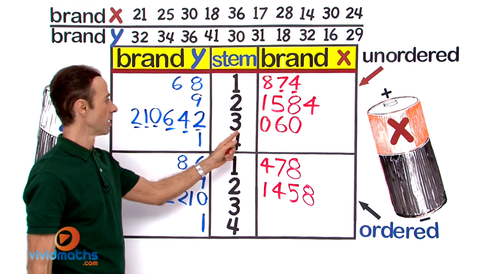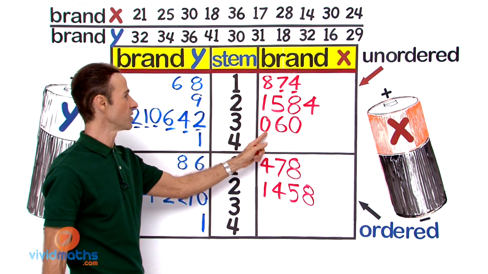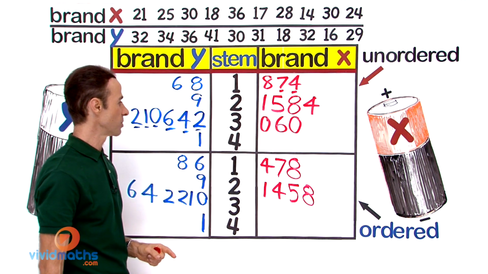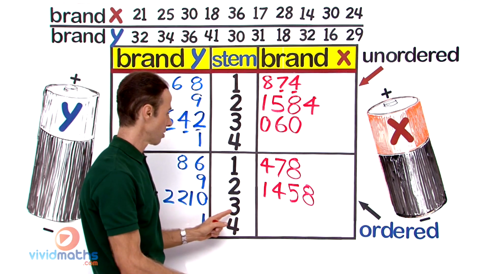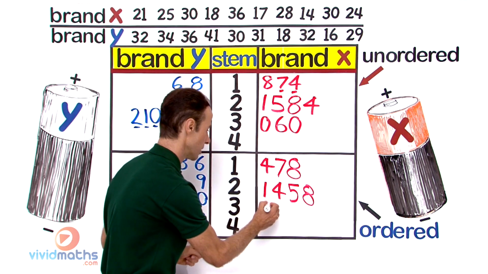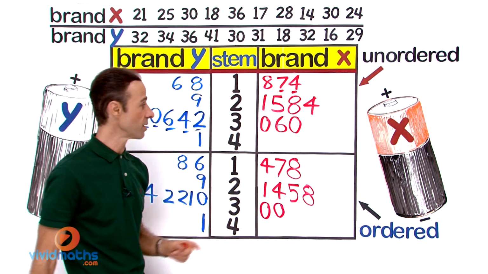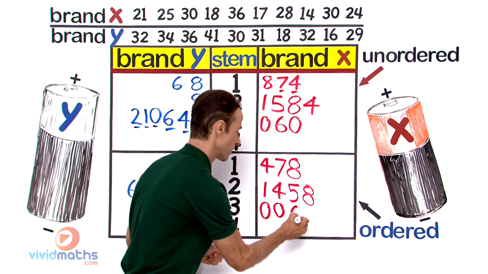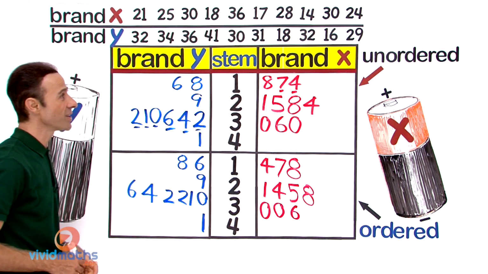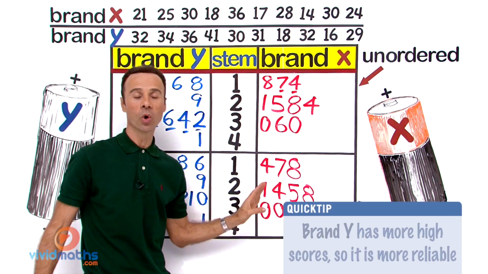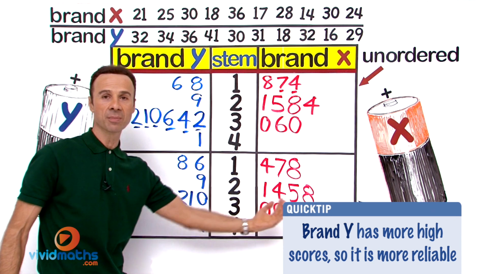Next we have, the smallest here will clearly be a 0. So let's put a 0 over here. So that's going to be 3, 0, and then another 0, because they're the smallest, and the biggest is 6. And we have a 6 there. So there is our brand X, all ordered in a back-to-back stem and leaf.